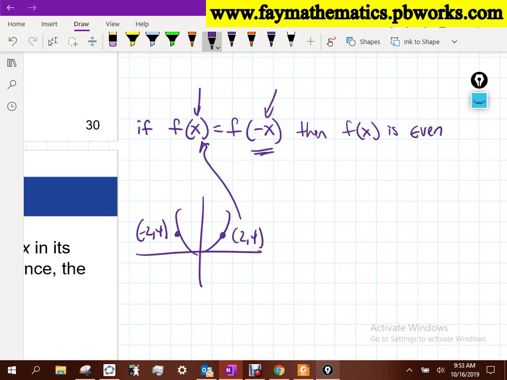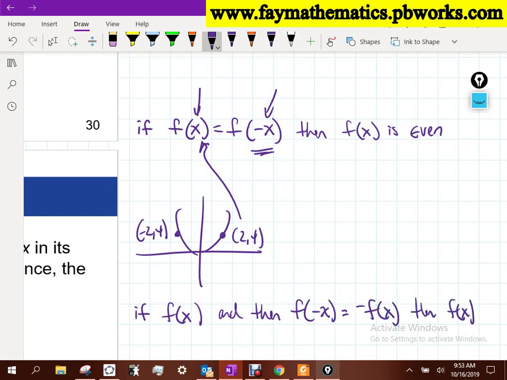Okay? The other rule says if f of negative x equals the opposite of f of x, then f of x is odd. Okay? Tomorrow we'll start off looking at some algebraic equations or functions that we will apply these rules to.